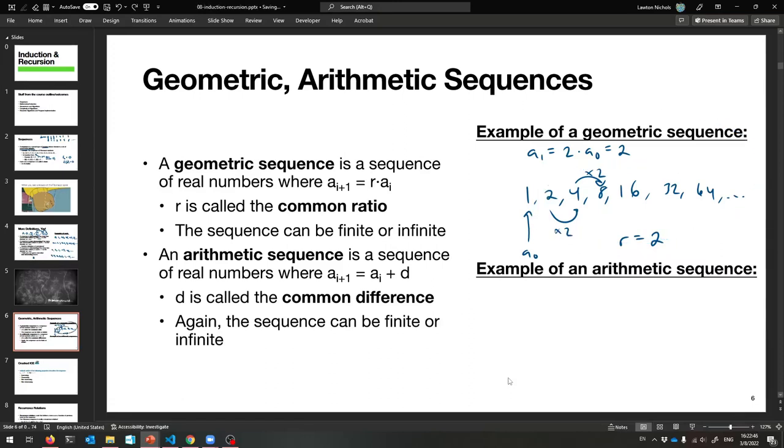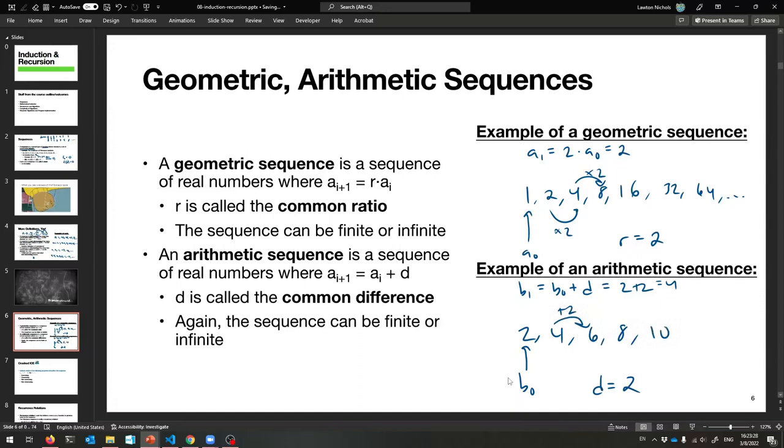Let's do a finite one now. Let's say that our initial element of this sequence, the sequence b, is b0, and b0 is 2. And let's say that our d is also 2. So how do I get b1 from b0? b1 is equal to b0 plus d, which is equal to 2 plus 2, which is 4. It's always plus 2. Now b2 is 4 plus 2, that's 6. This is 8. This is now 10. I hope that makes enough sense.